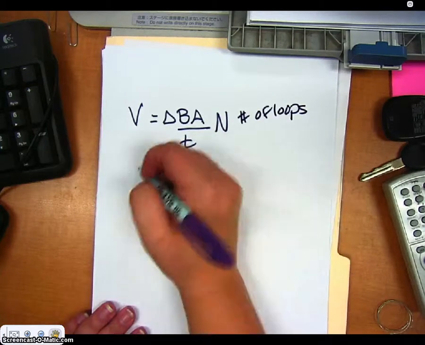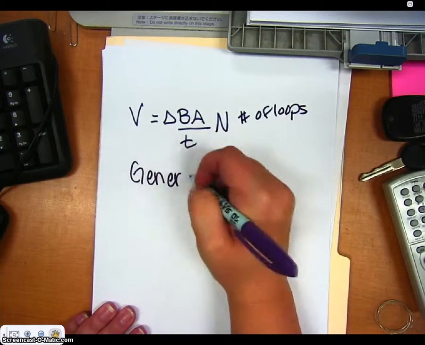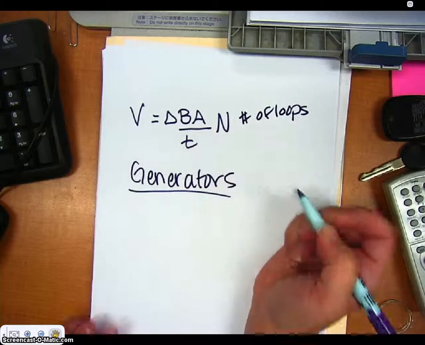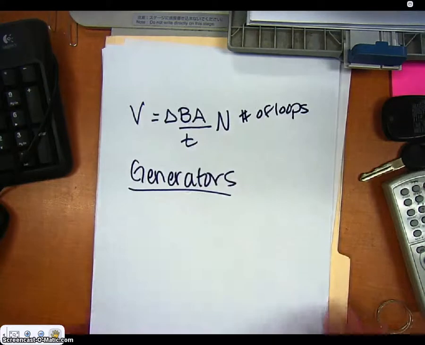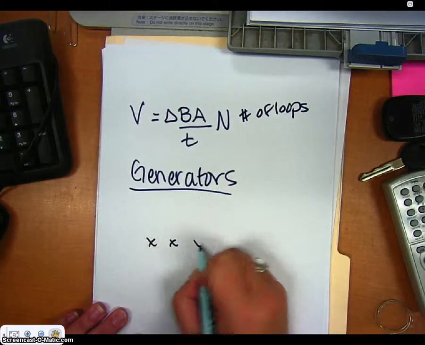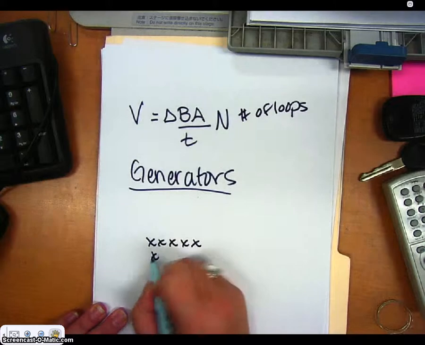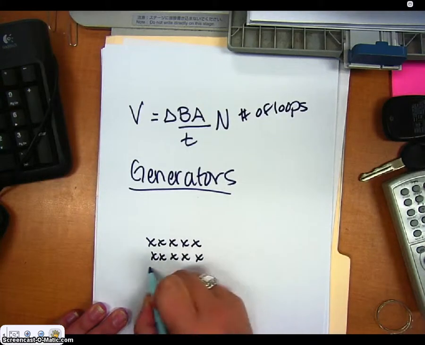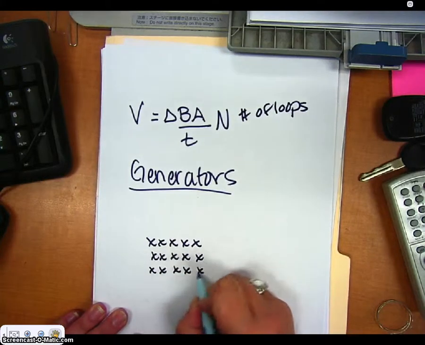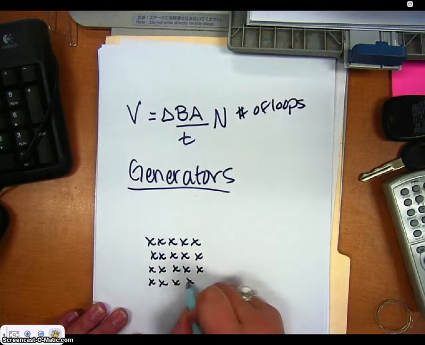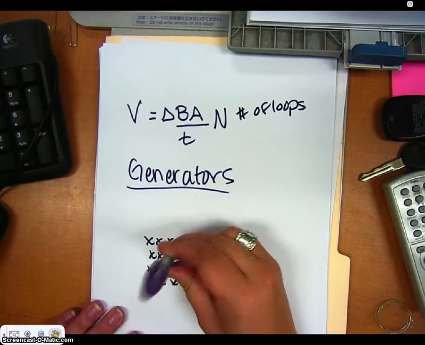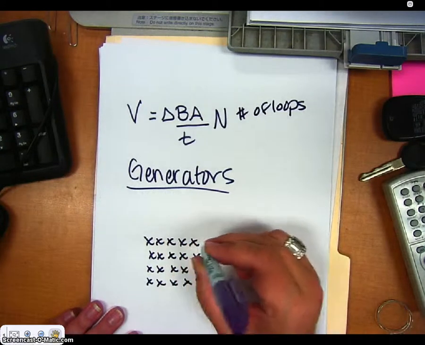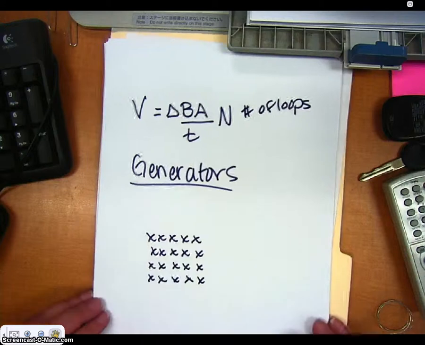And again, you don't have to calculate this, but you just have to understand it conceptually. So there is a practical application for this idea, and it's how a generator works. So let's say I have a uniform magnetic field. Remember, we draw magnetic field lines with X's or dots if they're coming into or out of the page. Let's just go ahead and do this. So this would be our magnetic field lines going straight into the page or running perpendicular to the page.